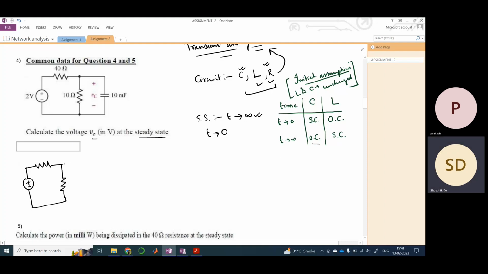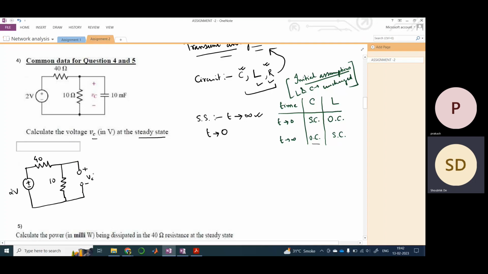And this is open, right? Because this is an open circuit, and open circuit means this is open. We need to find out the voltage across this open circuit terminal. This is basically 10, this is 40, and this is 2 volt. So what is the voltage across this open circuit terminal?